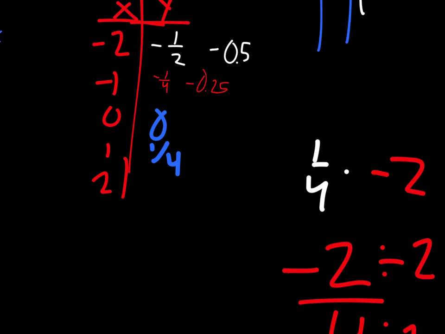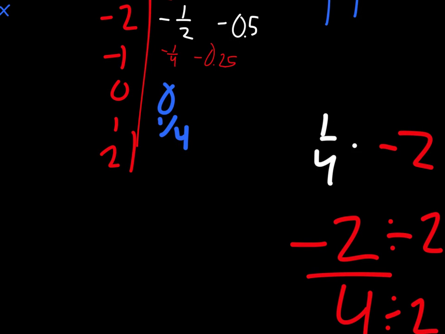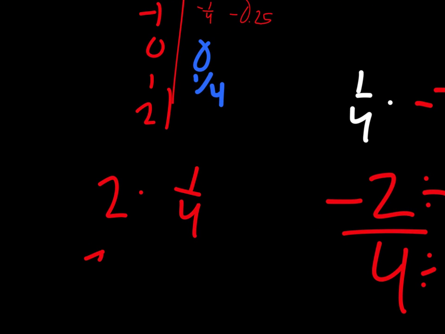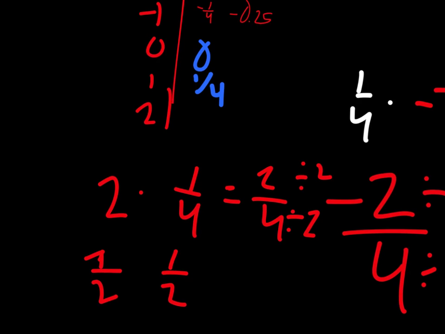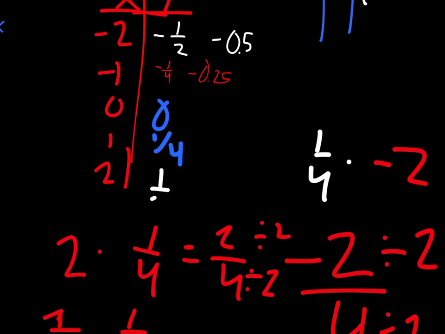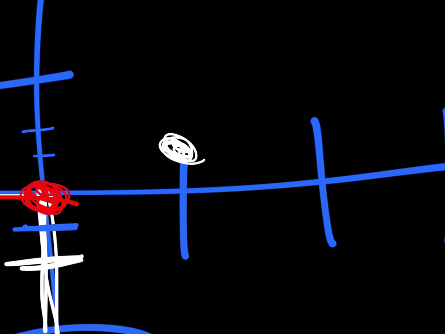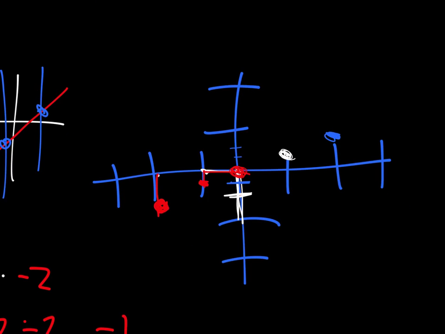2 times a fourth gives us a half. Remember, because 2 over 1. We know that 2 times a fourth is going to just give us a half, like so, because the 2 and the 4 cancel, making it 2 over 4 divided by 2, and we get 1 over 2, okay? So this is going to be a half, and then we go over 2, and a half. Alrighty. Then you draw a straight line to mark the points you just got.